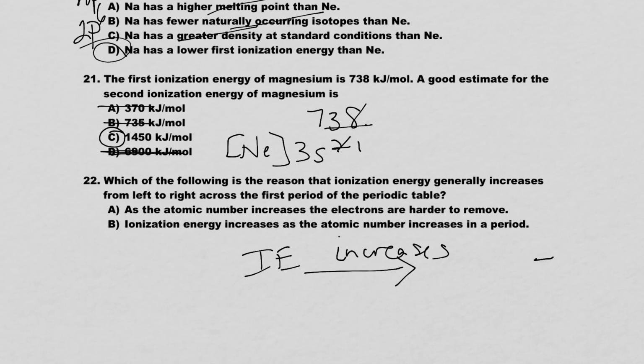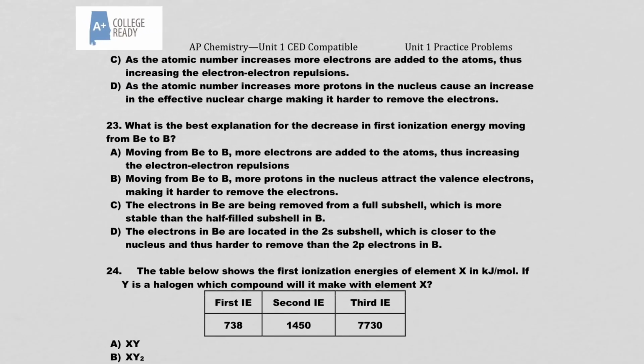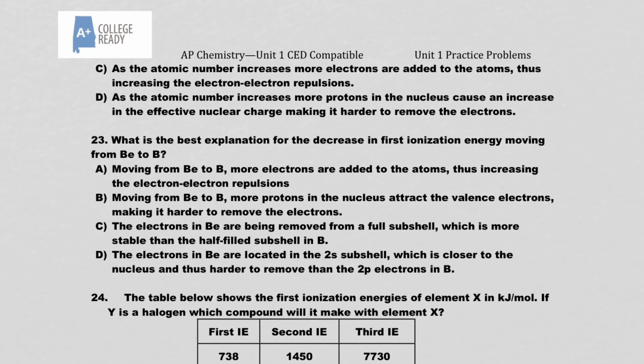B, ionization increases as atomic number increases in a period. Well, that's also true, but the question is asking for the reason. So A and B are really not specific enough. It must be C or D. As the atomic number increases, more electrons are added to the atoms, thus increasing electron-electron repulsions. Okay, we know electron-electron repulsions are a real thing, but electron-electron repulsions cause size to be larger, so it can't be that, because we know the size is decreasing, which is causing the ionization energy to increase.